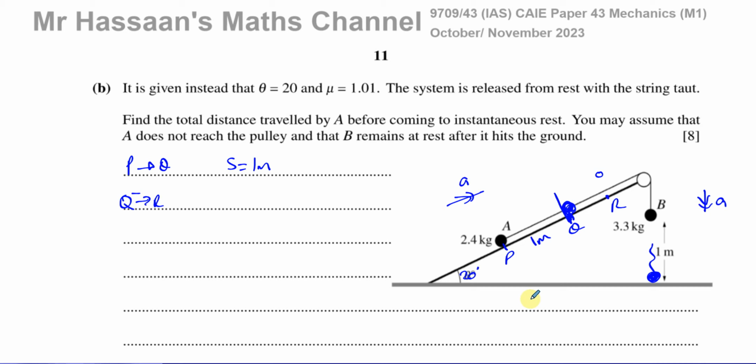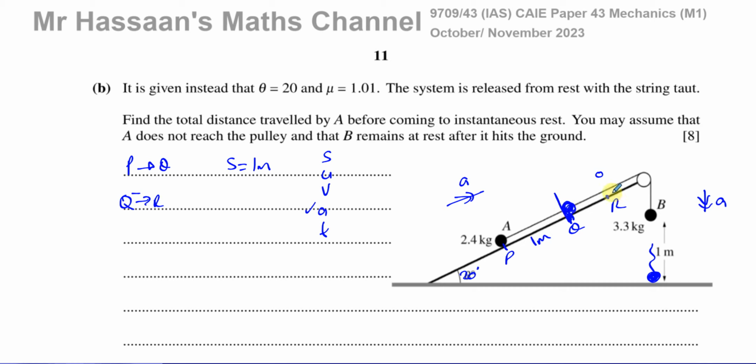Because if we're going to use SUVAT for this, we know this is 1 meter, we know this is 0 because it's released from rest, as it says here. If we know the acceleration, we can find what the speed is at this point, which will be the initial speed at Q of the particle as it carries on from Q towards R. So that's what we need to do now. We need to find the acceleration of this system.